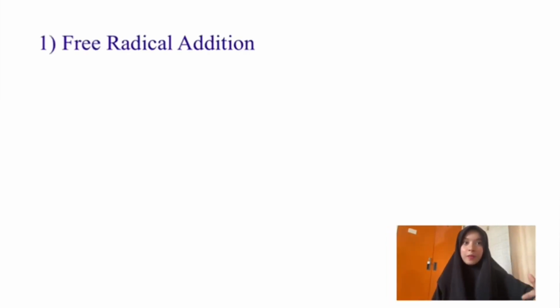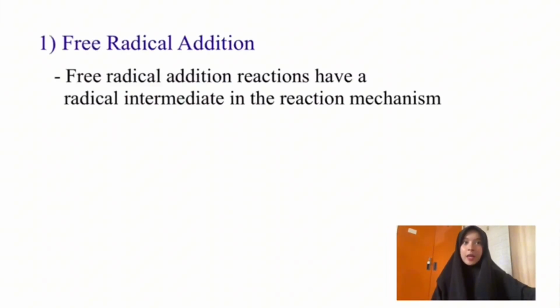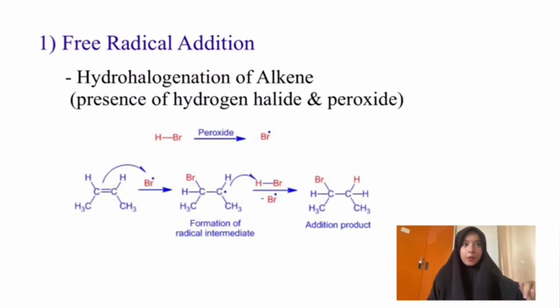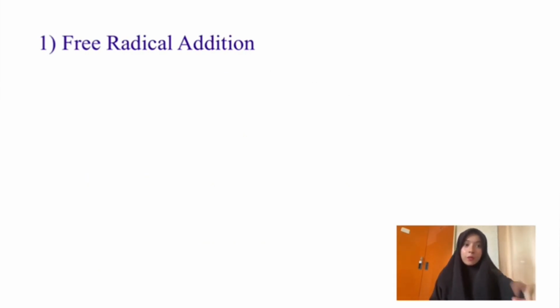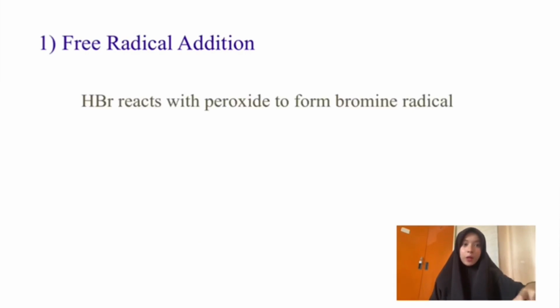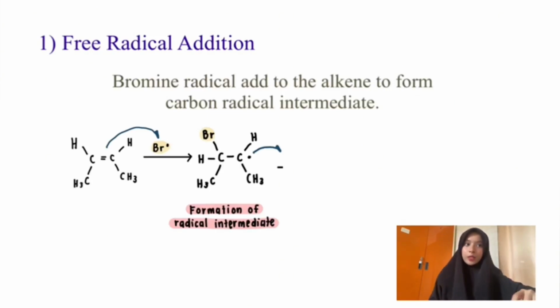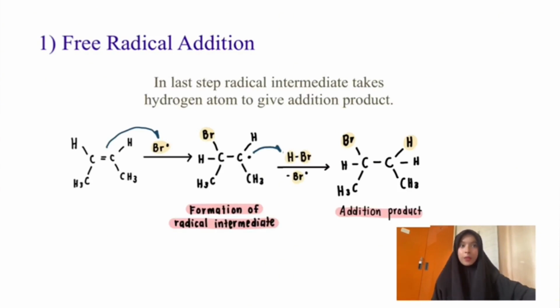So firstly, we have free radical addition. This addition has a radical intermediate in the reaction mechanism. For instance, hydrohalogenation of alkene in the presence of hydrogen halide and peroxide is a free radical reaction. In the first step, HBr will react with peroxide to form a bromine radical, and then the bromine radical adds to the alkene to form a carbon radical intermediate. In the last step, the radical intermediate takes hydrogen to give the addition product.